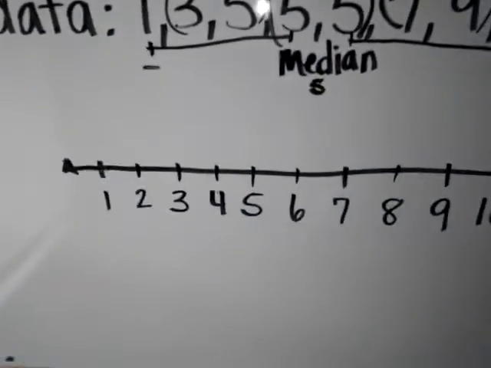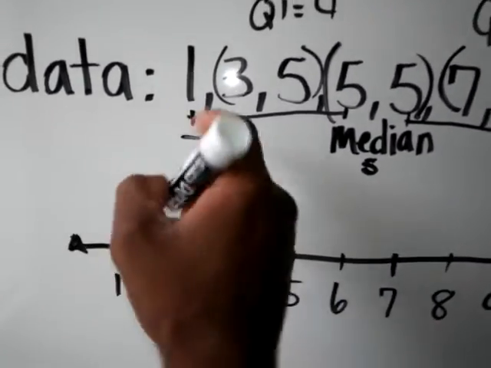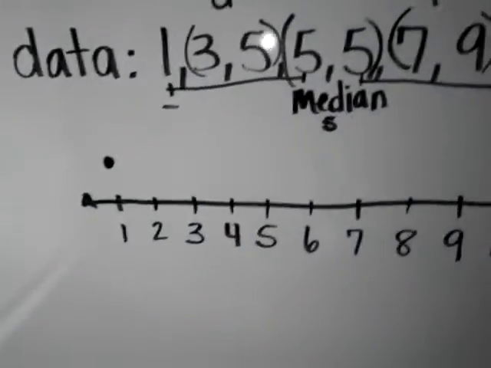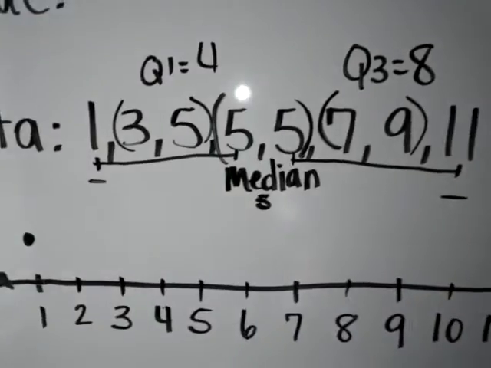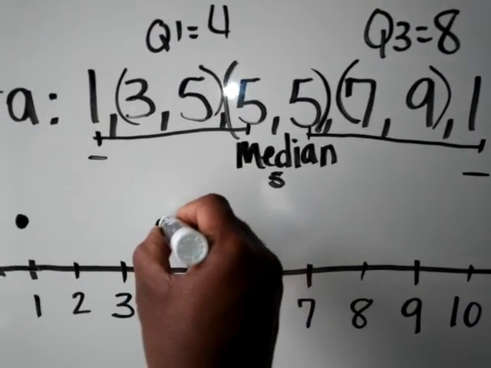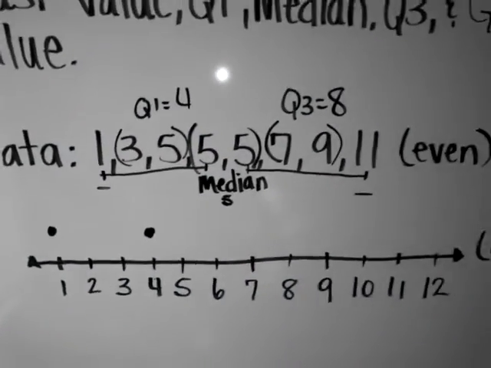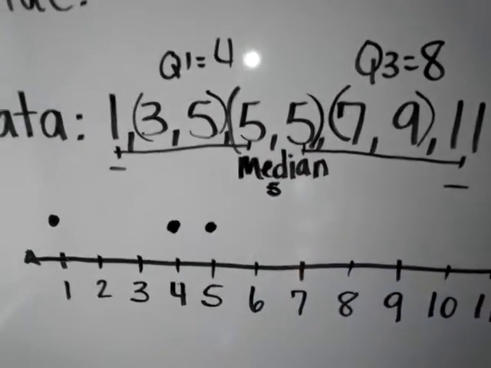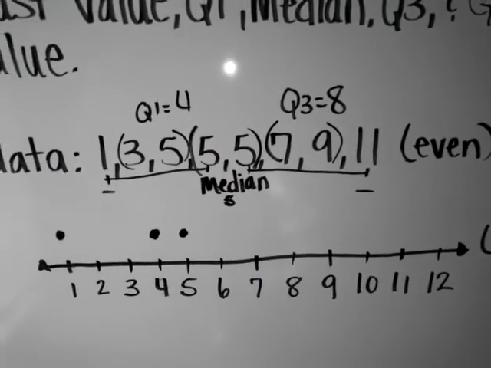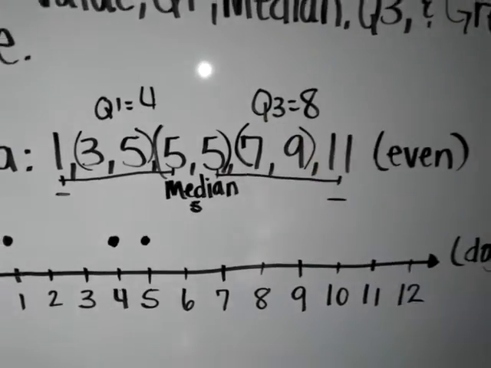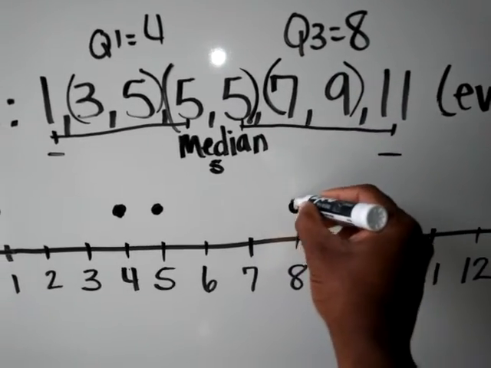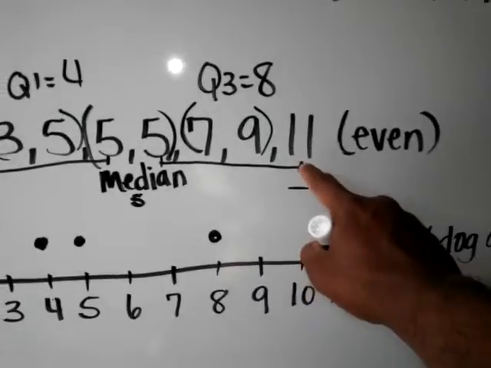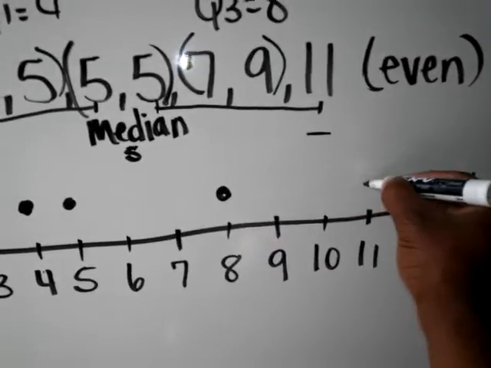All right, let's go ahead and plot them. We have data value at 1. Least value, here it is. The next value we have is Q1, which is 4. Plotted at 4. Here we go. The next value we have is the median, which is 5, which will be here. The next value we have in the 5-number summary is Q3, which is 8. Go plot at 8. The next data value we have is the greatest value, which is 11. Go ahead and plot that at 11.